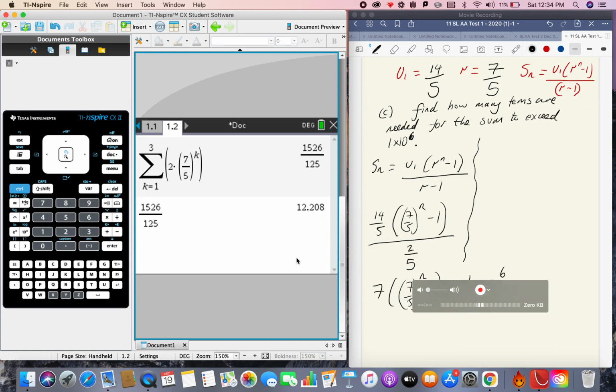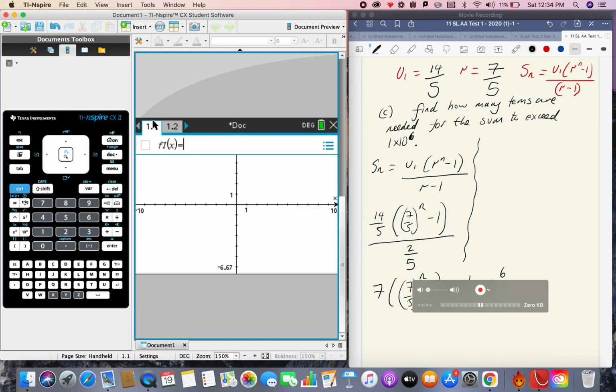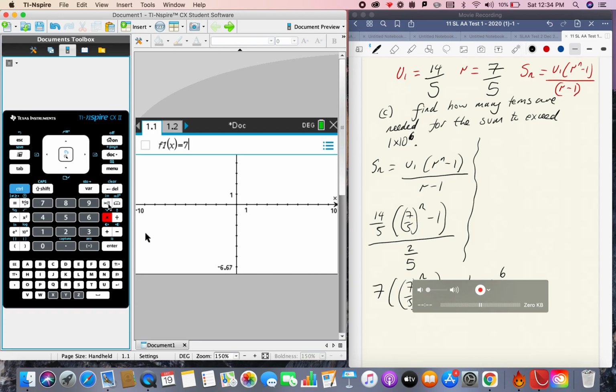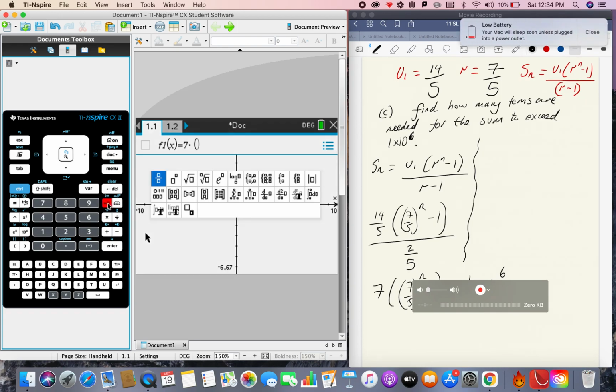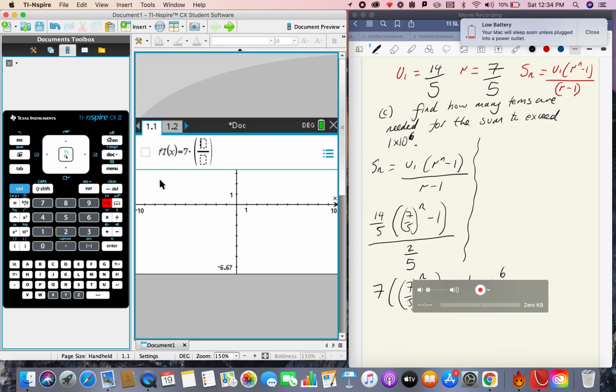So actually, we can do this quite algebraically with logarithms. Maybe I'll say that till later. But first I'll try it with a graph. So go back to your TI Nspire. I'm going to type in the left-hand side of this, which is 7 times open bracket fraction 7 over 5, within the fraction here, 7 over 5.